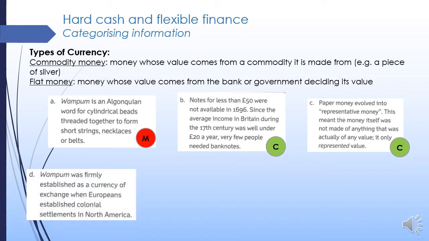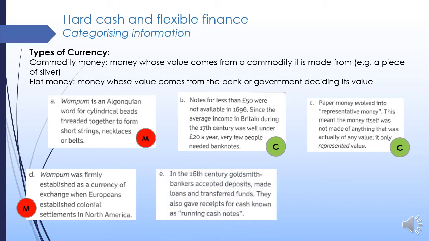D. Wampum was firmly established as a currency for exchange when Europeans established colonial settlements in North America. So when Europeans colonized North America, they established wampum as a form of currency, a form of hard cash, if you may. So this is related to money.